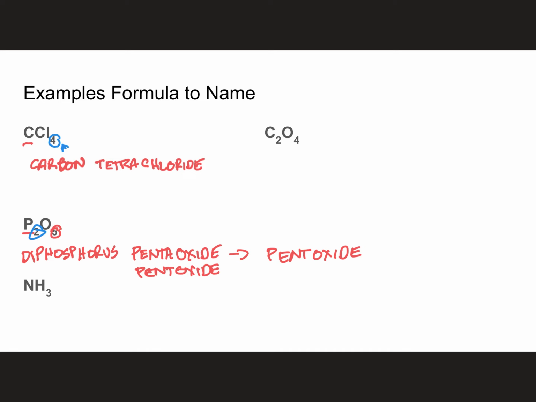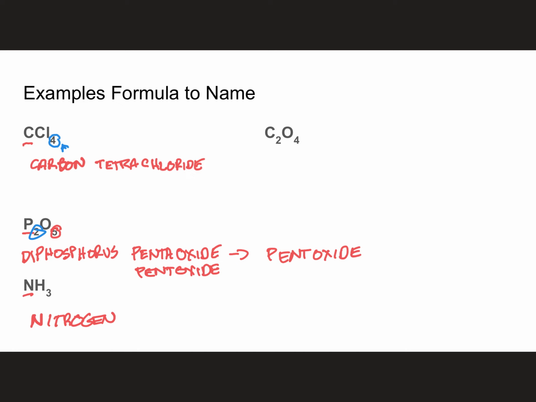And the last one on this side is NH3. So again, we look for the first element, and there it is, N. So we just go to our periodic table and write the full name of that element, nitrogen. And we see that there is no prefix with it, so it means that there's 1. We leave a little space.